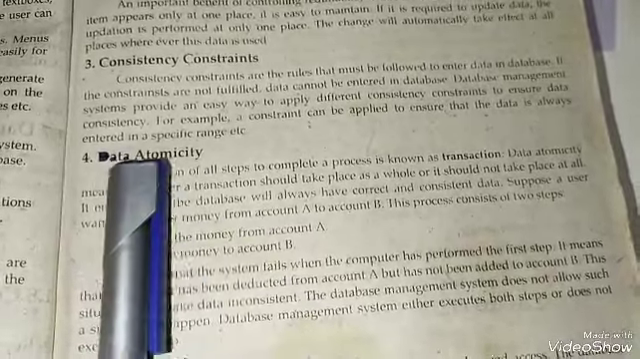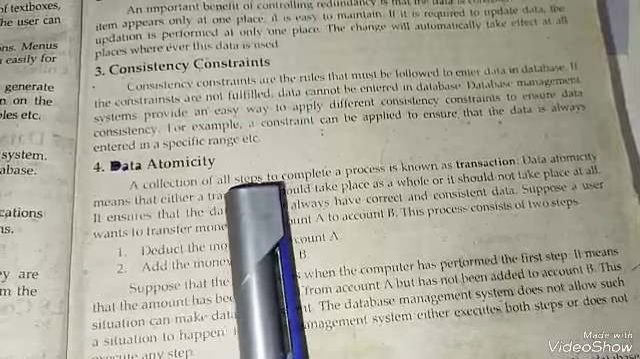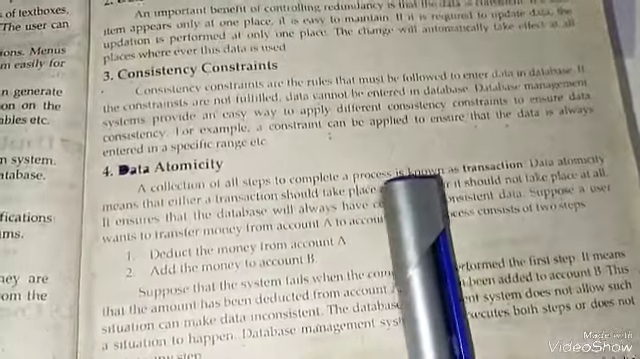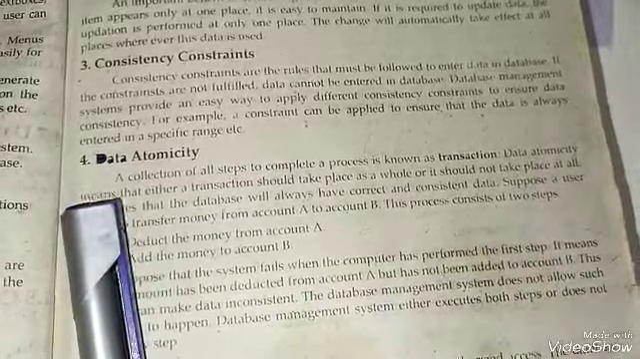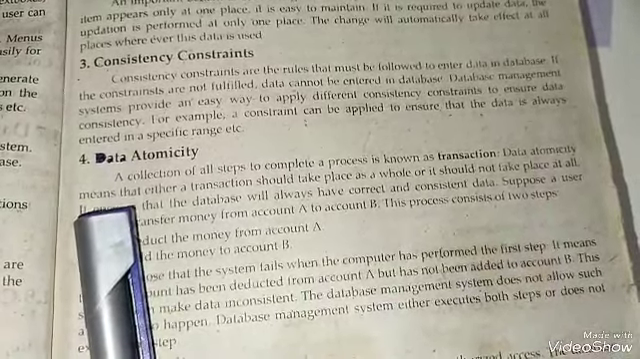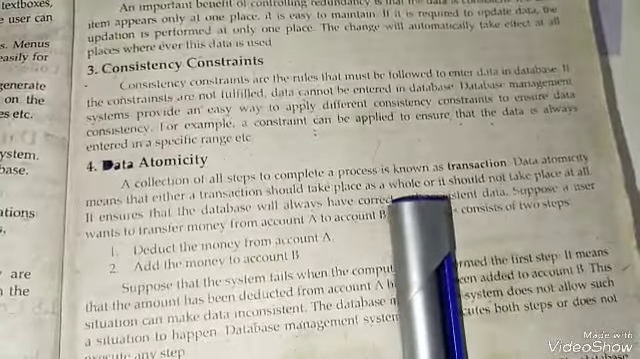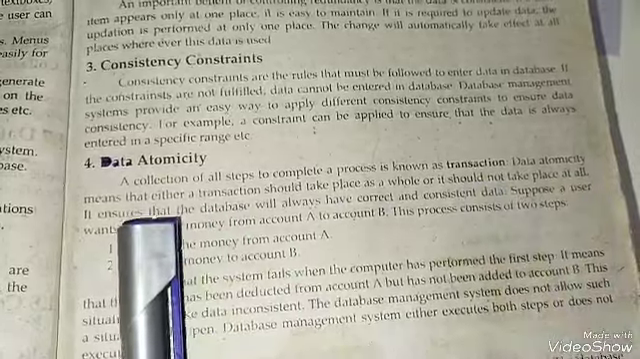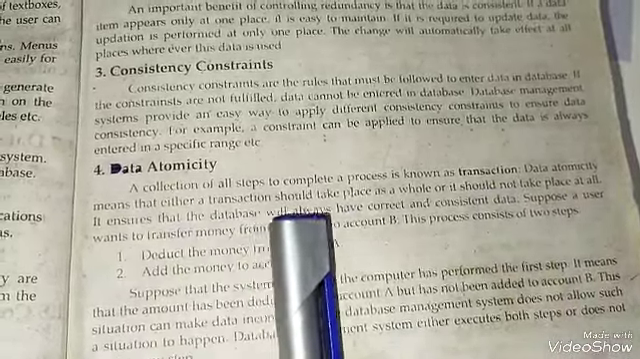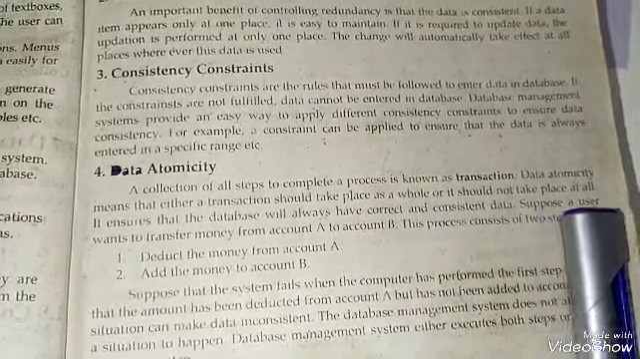Data atomicity. A collection of all steps to complete a process is known as a transaction. Data atomicity means that either a transaction should take place as a whole or it should not take place at all. It ensures that the database will always have correct and consistent data.